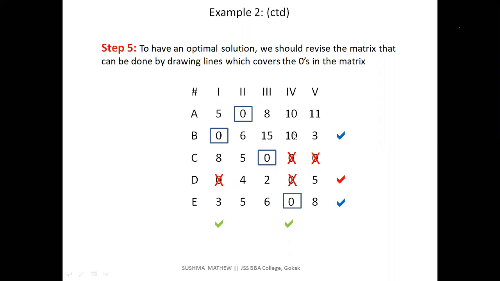So now listen to me carefully. Now this is the time for you to put the lines, except the rows where you have marked. I have marked in the second row, I have marked in the fourth row, and I have marked in the fifth row. Except these 3, there are 2 rows which are not marked. So I am just putting the line 1 and 2.